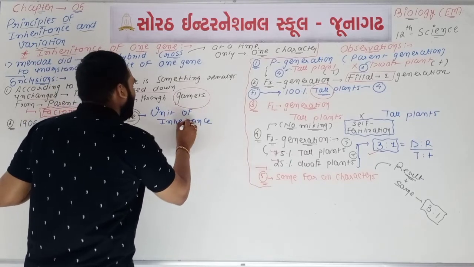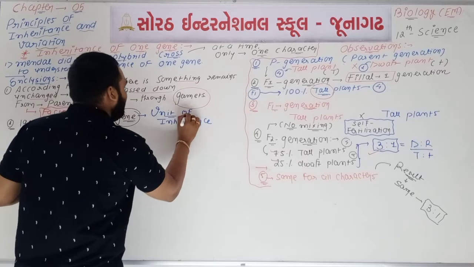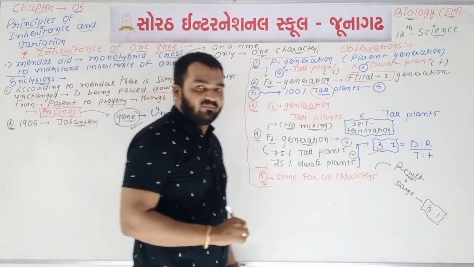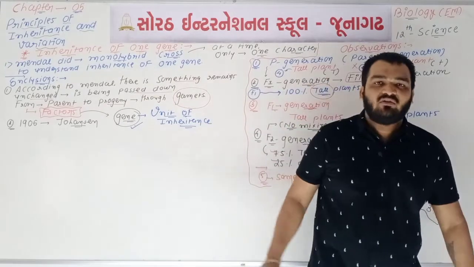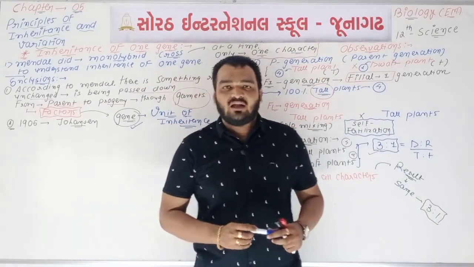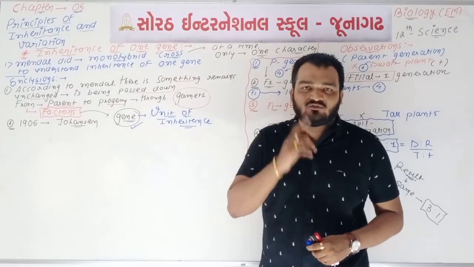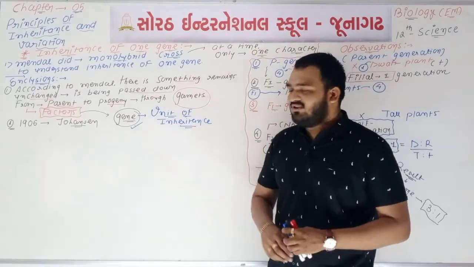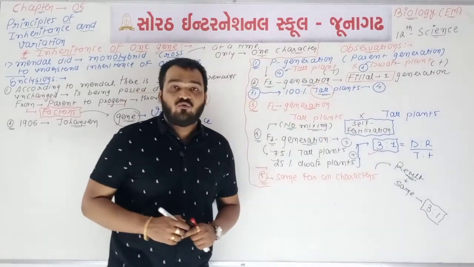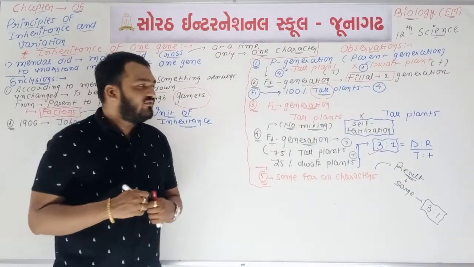So you will remember, genes are the unit of inheritance. It is a one-liner question, an MCQ of competitive exams. Many times this type of question is asked: blank is the unit of inheritance. Students write DNA, but DNA is the wrong answer. The answer is gene. Genes are the unit of inheritance and responsible for the passing down of characters.